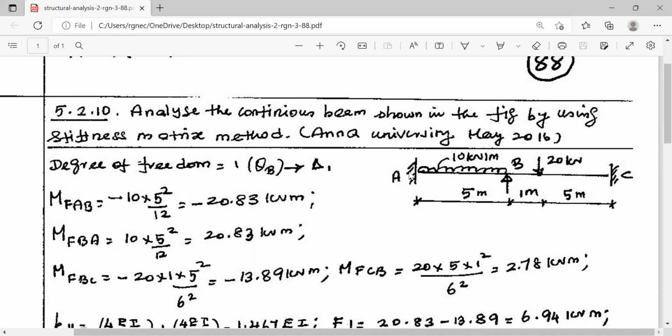Now, for the span AB, it is WL square by 12. At A, anti-clockwise, minus. At B, it is clockwise. Therefore, it is plus.